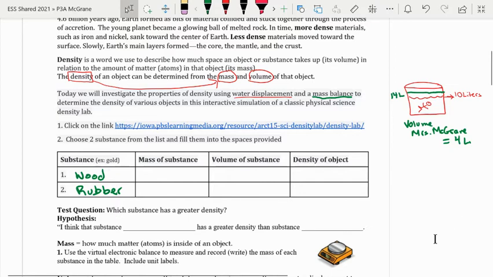Now, let's go ahead before we move on at all. We're going to write a hypothesis. Look right down here. Test question: which substance has a greater density? I think that substance, what? Wood has a greater density than substance rubber. You write that down on yours, please, and raise your hand and let me know when we're ready.